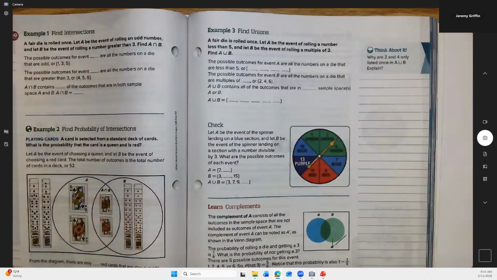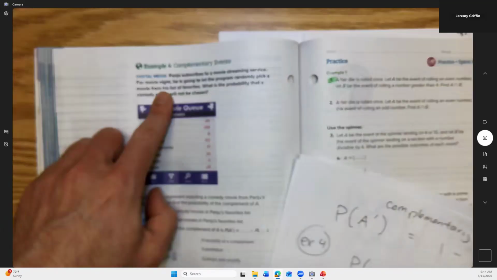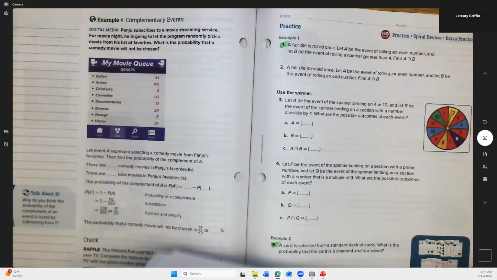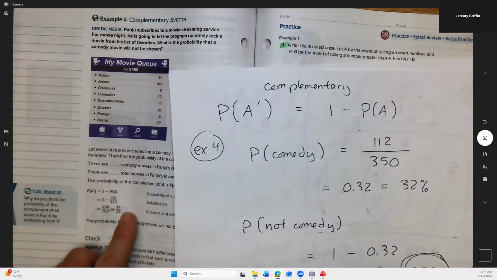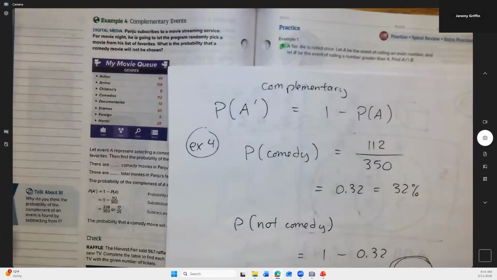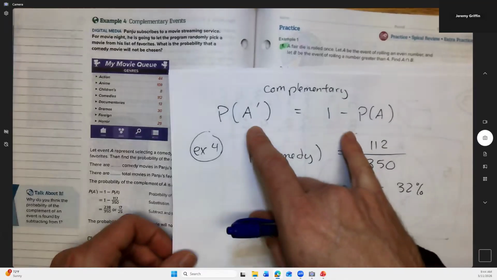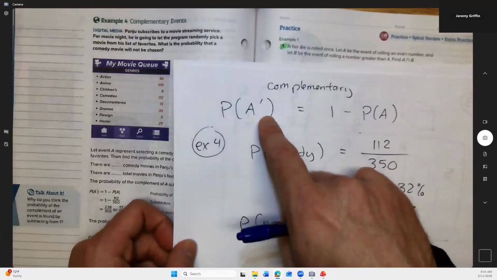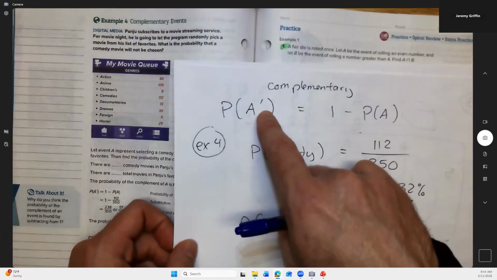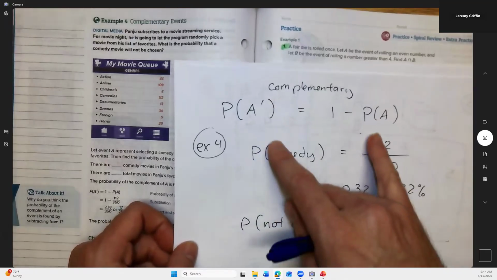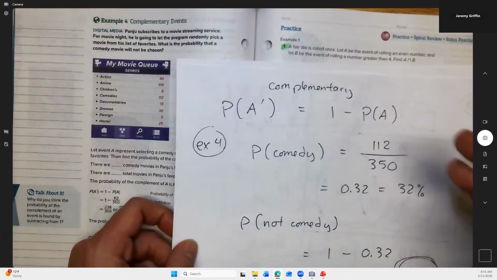Complementary. So example 4. I think they only did 4 examples. So complementary: what's the probability of something not happening? Sometimes certain questions are framed in ways where this is by far the fastest and easiest way to solve something. For the complement, you put this little prime symbol, this little tick mark here, and it's just 1 minus the probability of it happening.